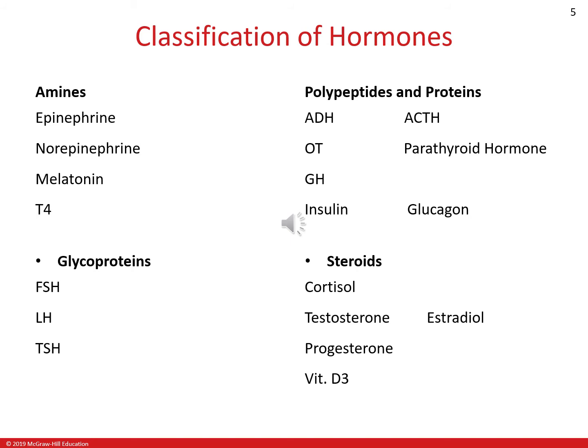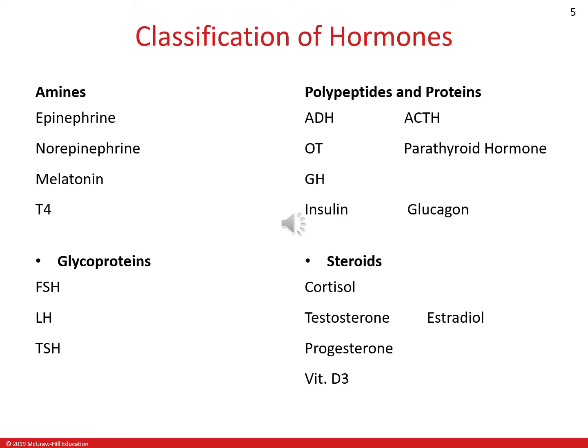Parathyroid hormone is produced by the parathyroid glands, located in the posterior part of the thyroid. There are 4 little beads embedded in the posterior part of the thyroid gland that is around our neck. Insulin and glucagon are other samples of polypeptides and proteins. Let's jump into the glycoprotein hormones. Samples of those are FSH, LH, and TSH.